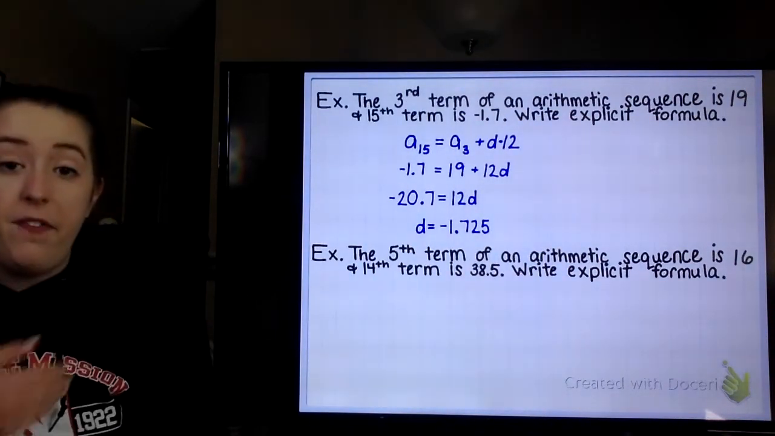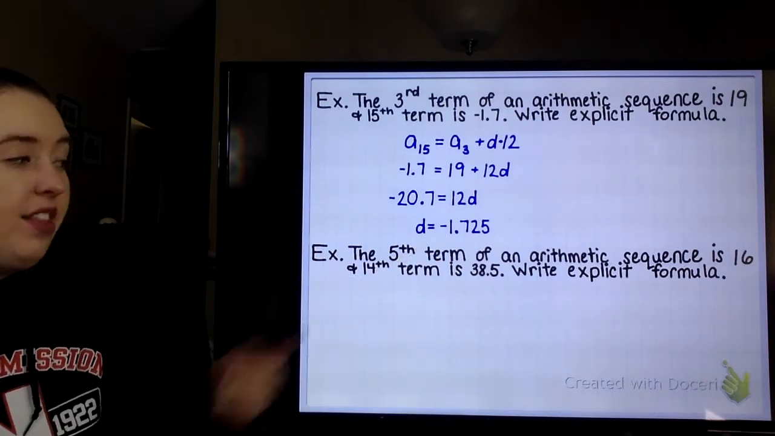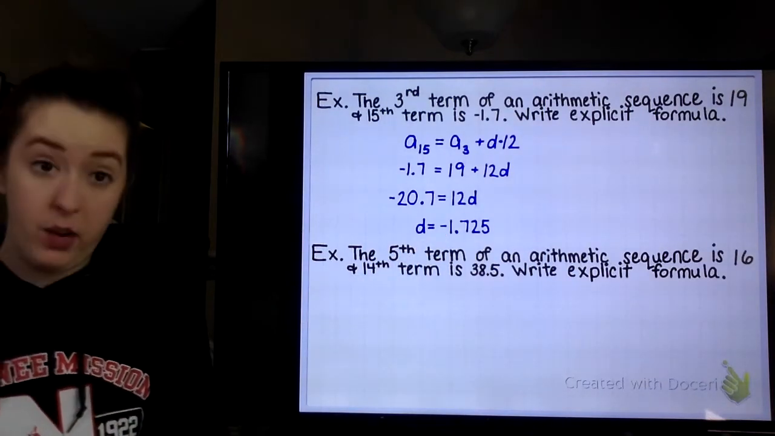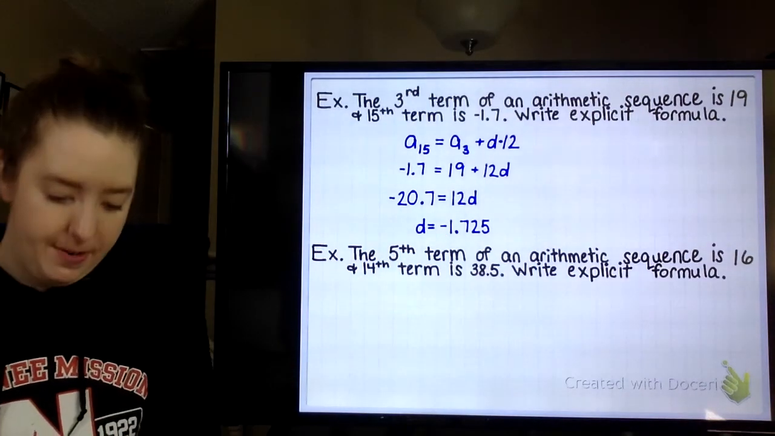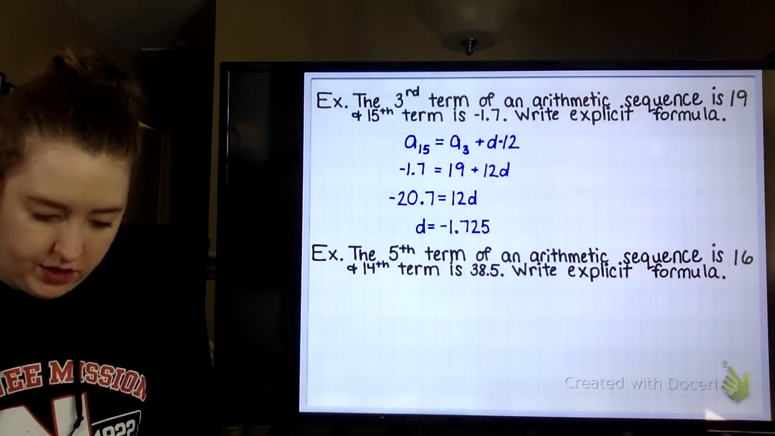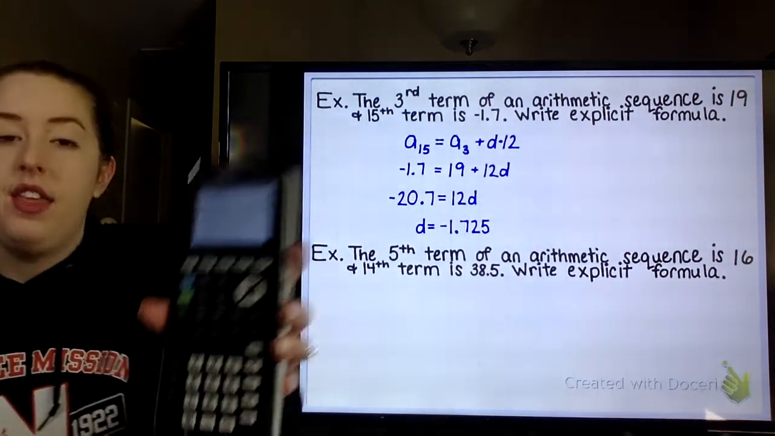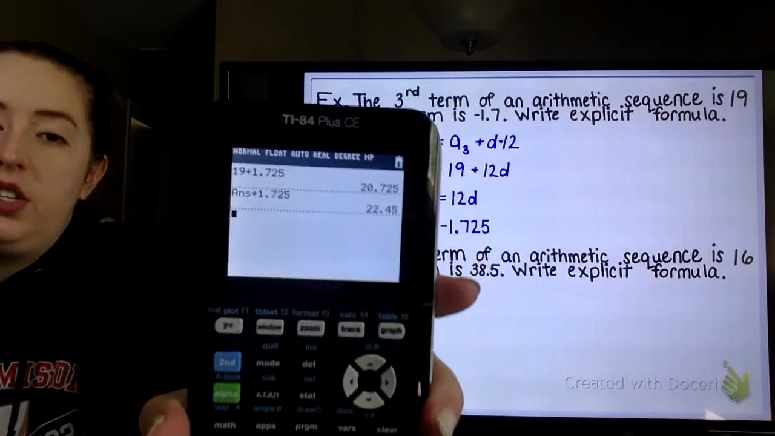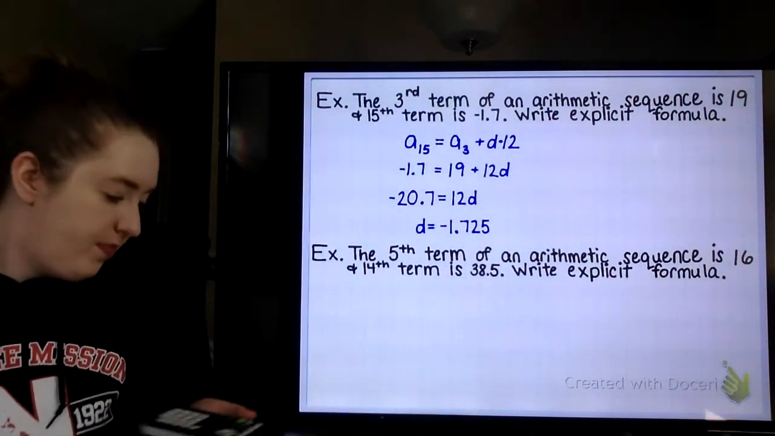So then to find my first term, I need to add this again, since remember, I'm going backwards. So instead of subtracting, I need to add. So I'm going to add 1.725 to that answer. And then my first term is 22.45.